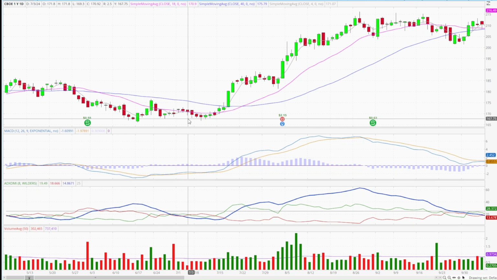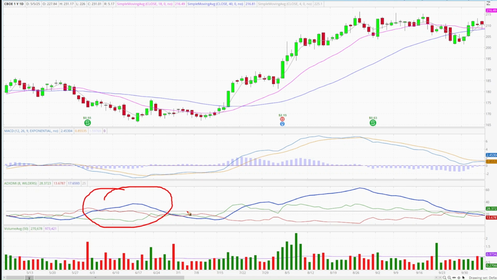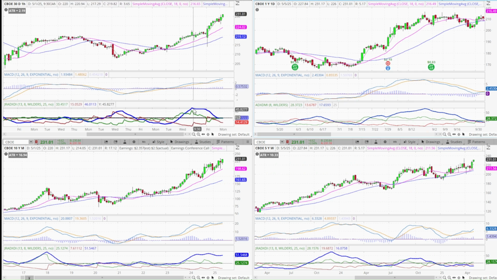So the point I want to make on this one is how when we have a stronger ADX signal like this, we don't necessarily want to be in too big of a hurry to play a signal on the smaller time frame. We're looking for a little bit more confirmation.